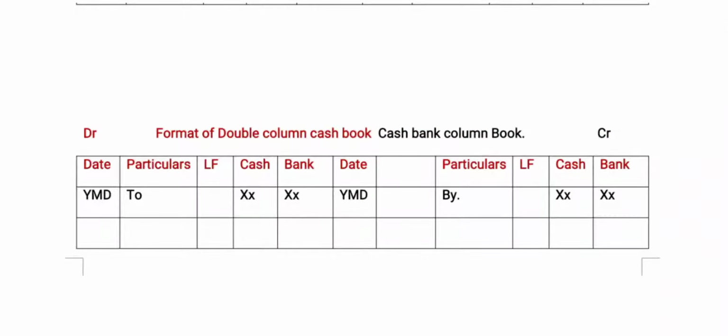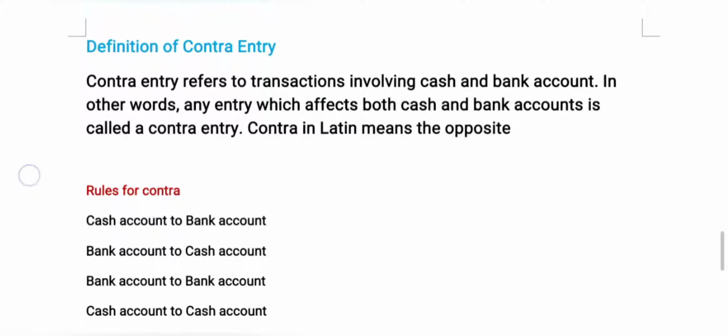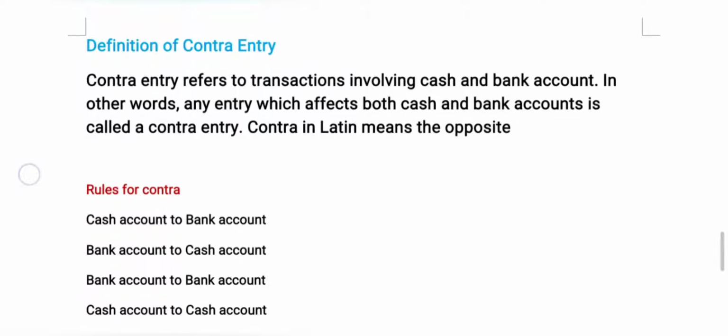Contra entry is nothing but an opposite of the same entry. If some amount is shown on the debit side, the same amount with the same date is shown on the credit side sometimes. Now we are coming to the actual definition of contra entry. Contra entry refers to a transaction involving cash and bank account. Here it is involving bank and cash account.